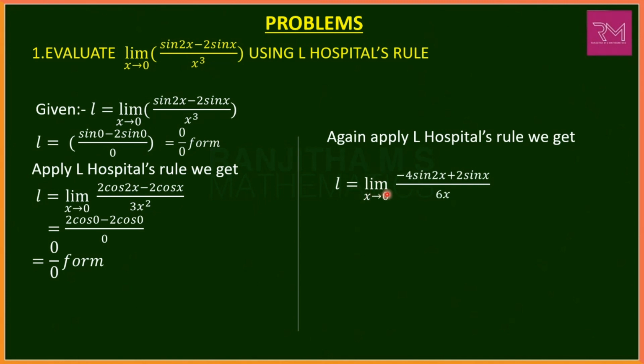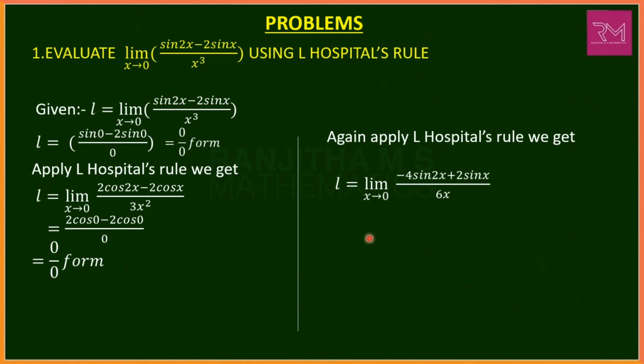We get L is equal to limit of, applying L'Hospital's rule means we have to differentiate both numerator and denominator for this term. That is 2 into differentiation of cos 2x, which is minus 2 into sin 2x. That is 2 into 2 is 4, hence we get minus 4 into sin 2x. Here also minus 2 is constant, take as it is, into differentiation of cos x is minus sin x. Hence we get minus into minus, plus 2 into sin x, divided by, here 3 is constant, take as it is, into differentiation of x square is 2x. That is 3 into 2 is 6x.